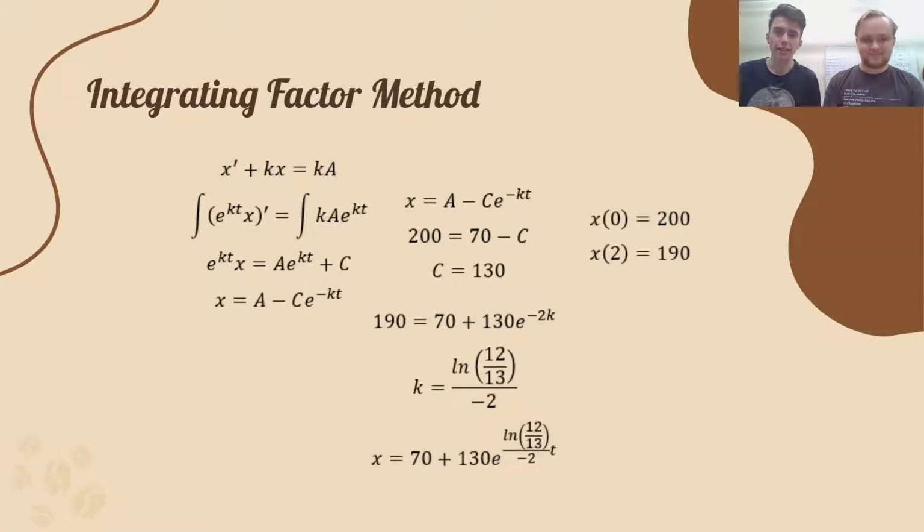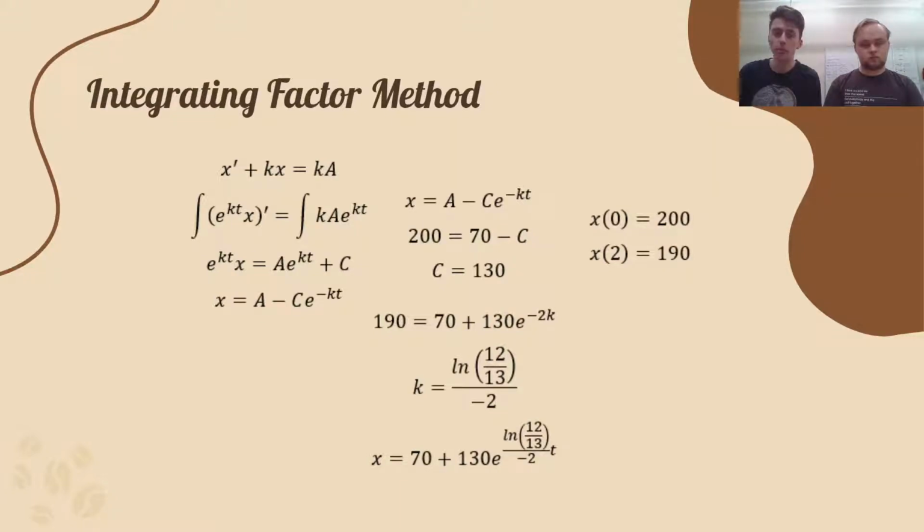If we move on to the next method, we have our integrating factor method, which in this case involves a reversal of the product rule. On the left we have e to the kt times x, and if you take the first derivative of that and split it up, you get e to the kt x prime plus k e to the kt x. If you look back at the first step, that is the same thing as multiplying e to the kt across the entire function.